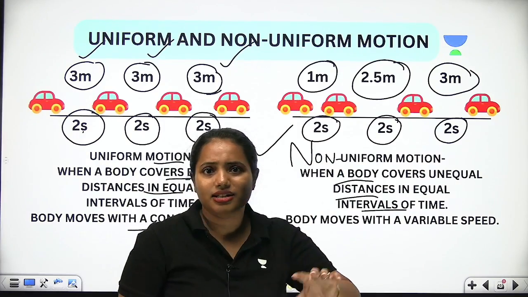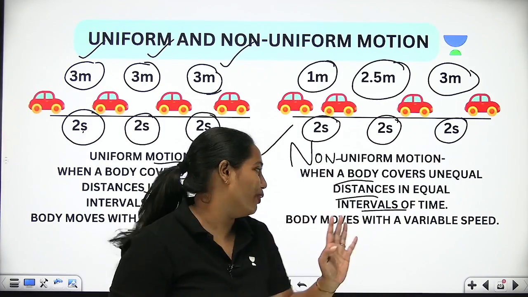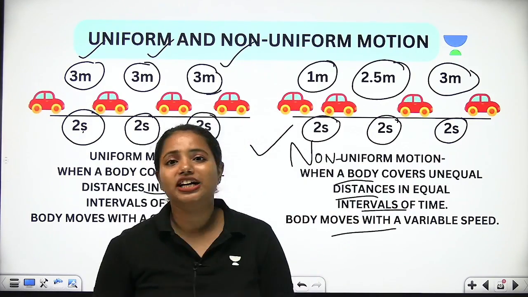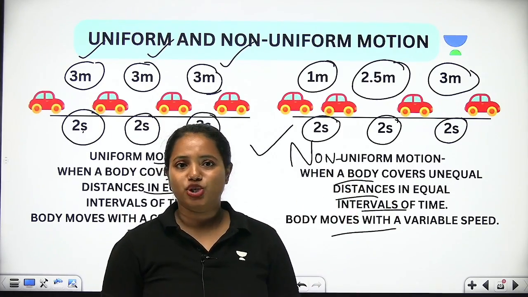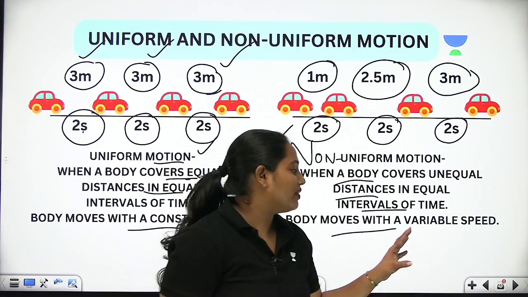That means, does it follow constant speed? No. So the body is going to move with a variable speed, and that is why we call it a non-uniform motion. Clear? And I hope everyone is clear.